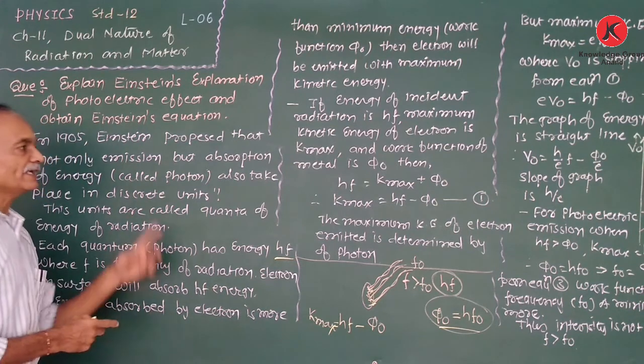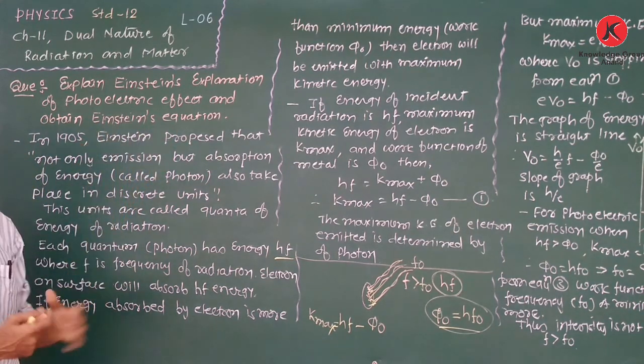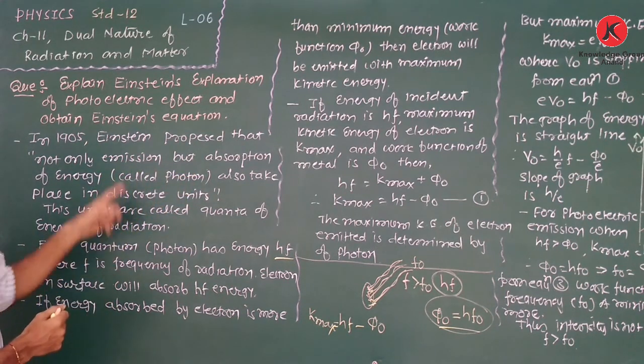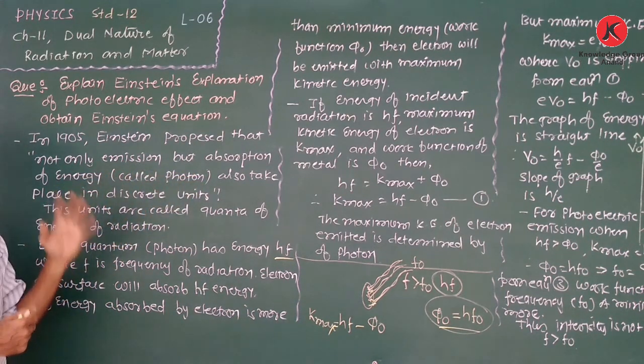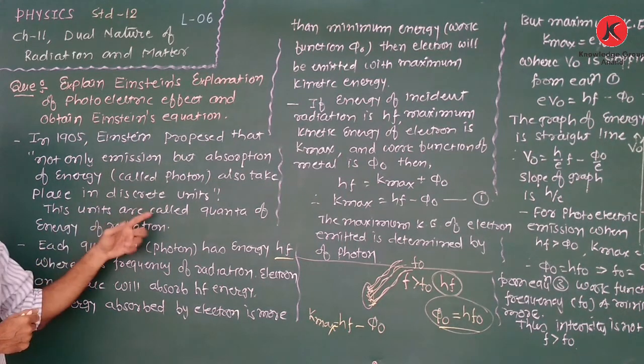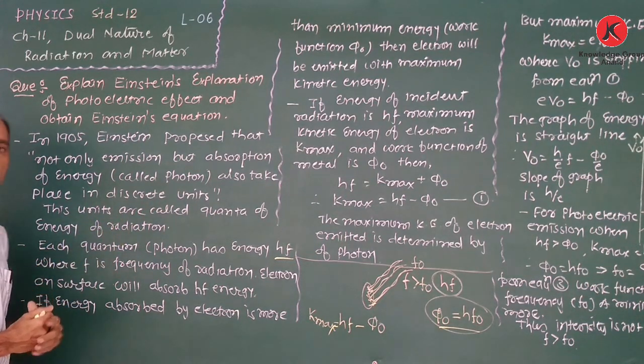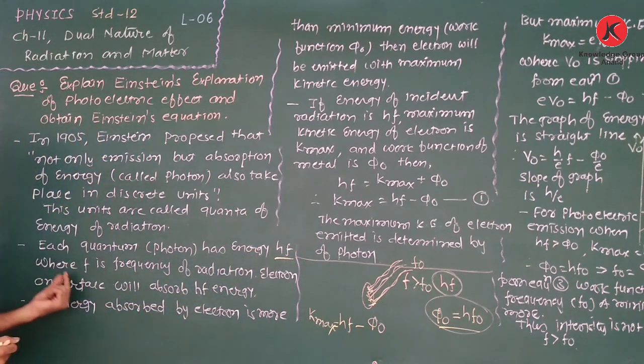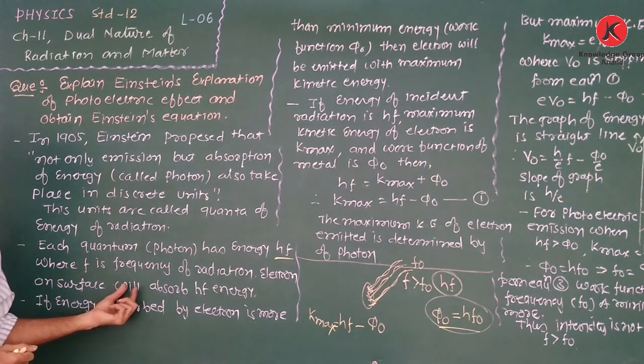Again, in 1905, Einstein proposed that not only the emission but also the absorption of energy takes place in discrete units. These units are known as quanta or photons of radiation. Each quantum or photon has energy equal to hf, where f is the frequency of incident radiation. On the surface, this energy is absorbed by the electron.